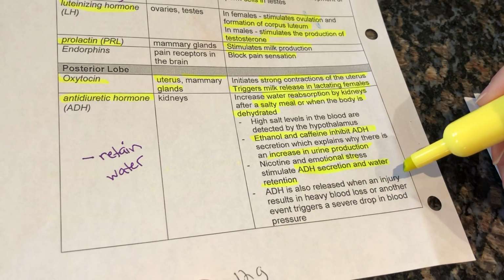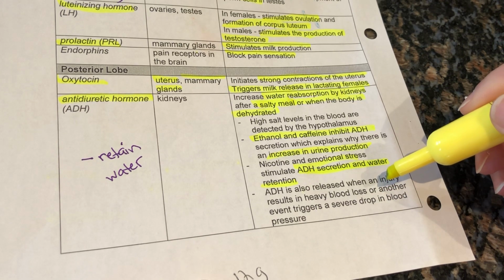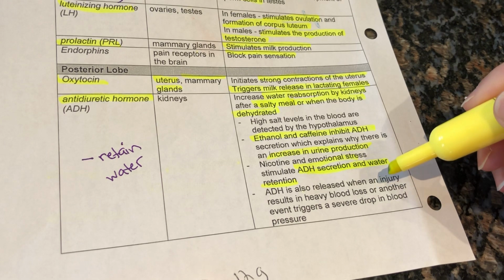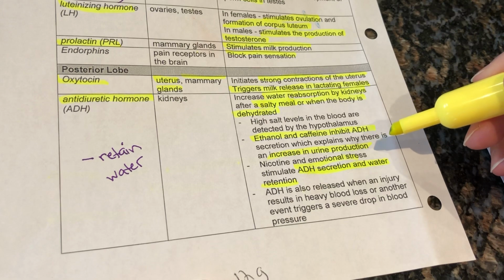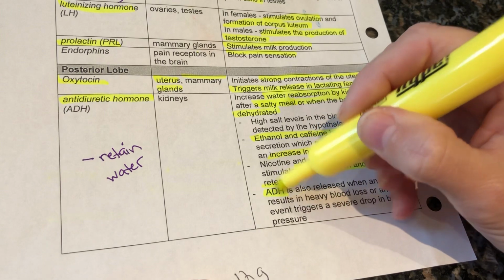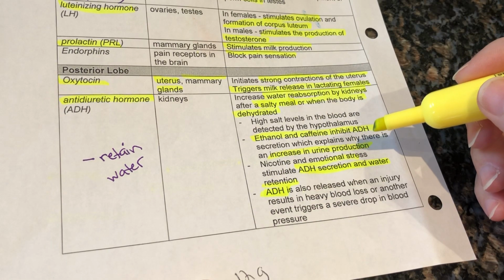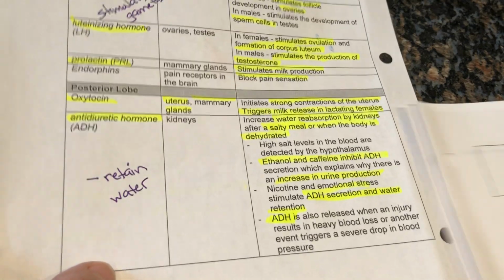ADH is also released when an injury results in heavy blood loss. Okay, so think about this. If you've got a severe injury, a person has a lot of trauma to the body and they're losing a lot of blood, your body reacts in a very awesome way. What it does is it says, okay, we can't lose that much blood. So what it does to prevent your blood volume from being lost is you produce a lot of ADH. Why? Because then your kidneys say, okay, let's hang on to extra water, and more of that water is going to be conserved into the inner core. Okay, so that's an explanation for that.